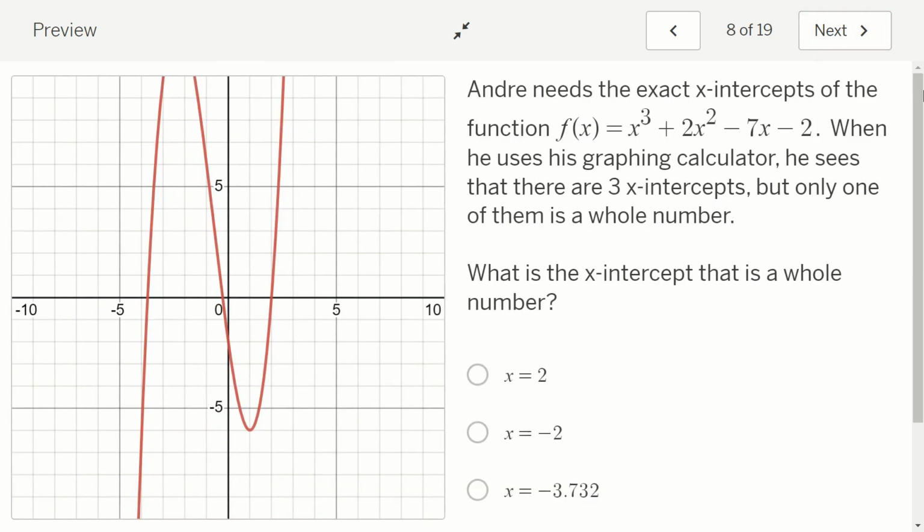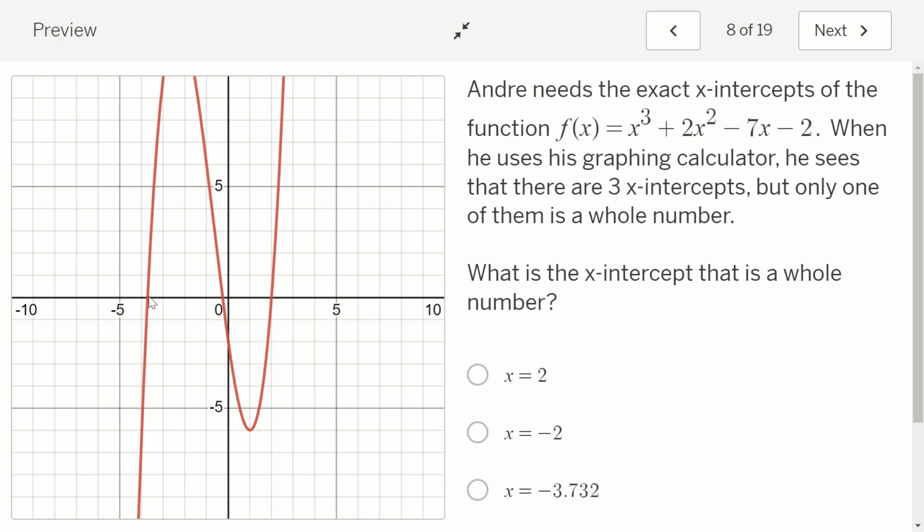All right, Andre needs the exact x-intercepts of that function. When he uses his graphing calculator, or Desmos, he sees that there are 3 x-intercepts. So we can count them, 1, 2, 3. But only one of them is a whole number, okay? And so the question here is, what is the x-intercept that is the whole number?